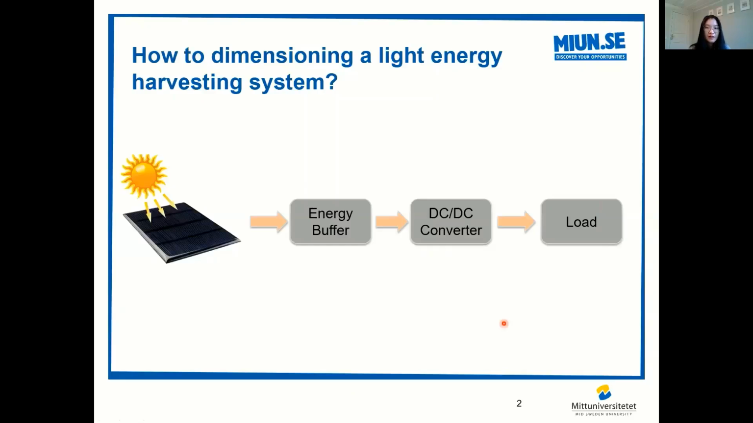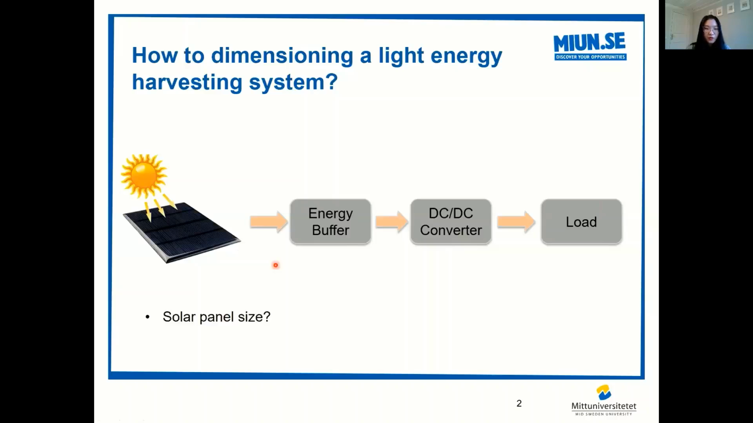For wireless sensor networks, light is an energy source that can be harvested by photovoltaic cells. This picture shows a typical light energy harvesting system, which consists of a transducer, energy buffer, DC-DC converter, and load. The question is how to dimension a light energy harvesting system.